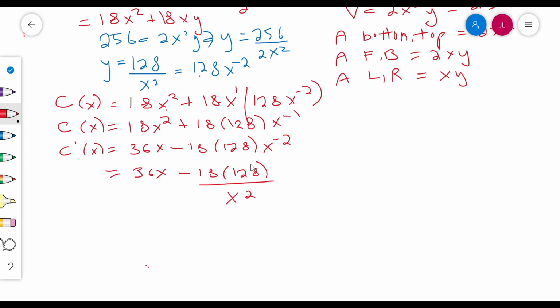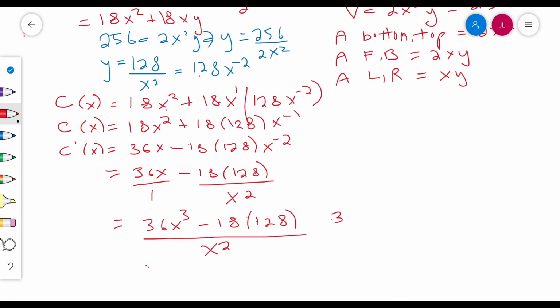Now we want to put 36x over this same denominator. So first we remember that it has a denominator of 1. And all we have to do is multiply the numerator and the denominator by x squared. So we have 36x cubed minus 18 times 128 over x squared, the original denominator. And x is not going to equal 0. We wouldn't have any kind of a box if one of the sides was 0. So we don't have to worry about that. We just want the numerator to be 0.